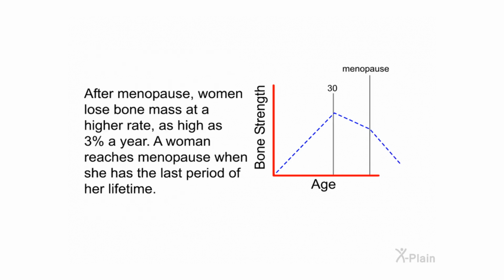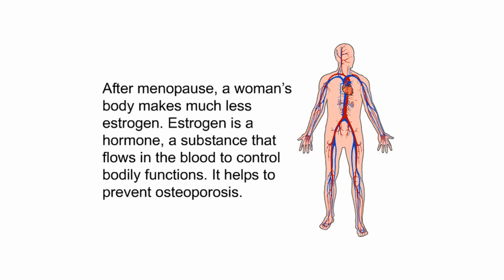After menopause, women lose bone mass at a higher rate, as high as 3% a year. A woman reaches menopause when she has the last period of her lifetime. After menopause, a woman's body makes much less estrogen. Estrogen is a hormone, a substance that flows in the blood to control bodily functions. It helps to prevent osteoporosis.